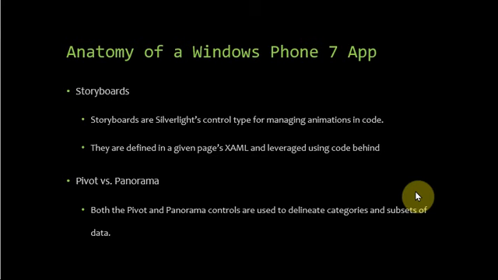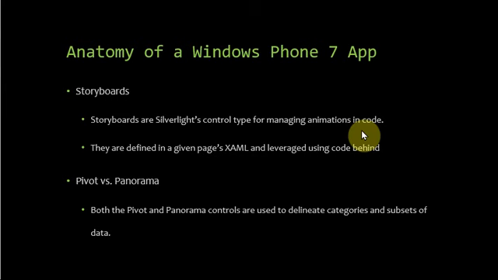Storyboards are Silverlight's control type for managing animations in code. Silverlight we have already seen in the previous session, that is Microsoft's rich internet application framework. So the storyboards are Silverlight's control type for managing animations in your code. Animation here means, suppose you want to move between elements or objects, so the transition or transformation should happen between the objects. To manage all those things we are using this storyboard.